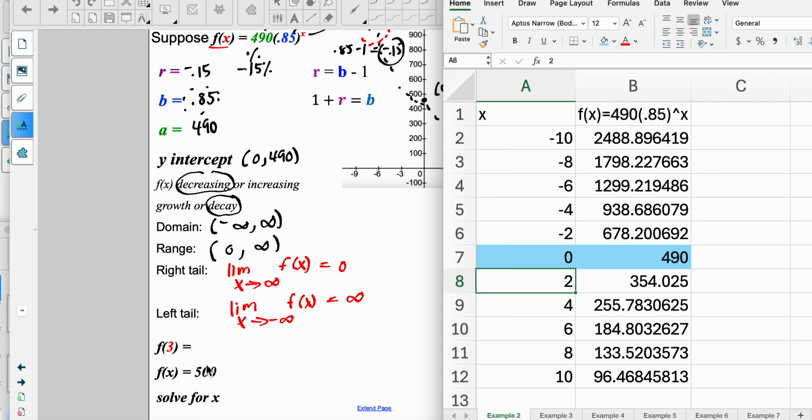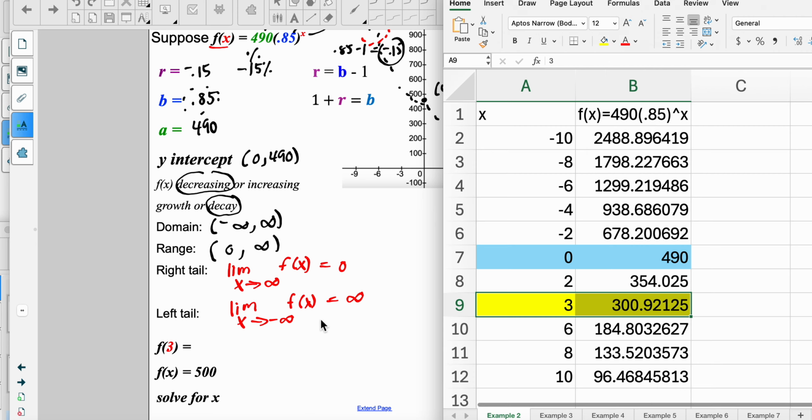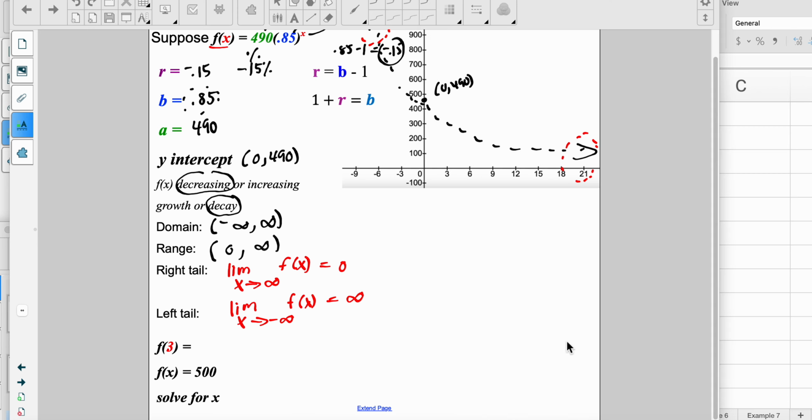Let's see what it says down here. It says f of 3 is equal to. Well, 3 is my input. I don't have a 3 in the input-output table, but I can just type in 3, and it will evaluate it for me. So f of 3 is equal to 300.921. We'll fill that in a second.